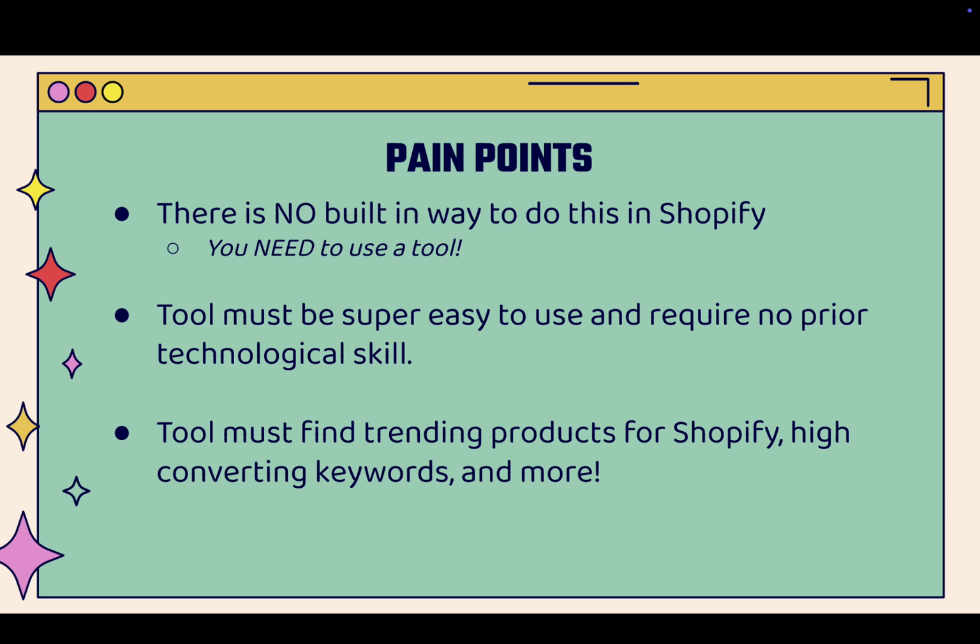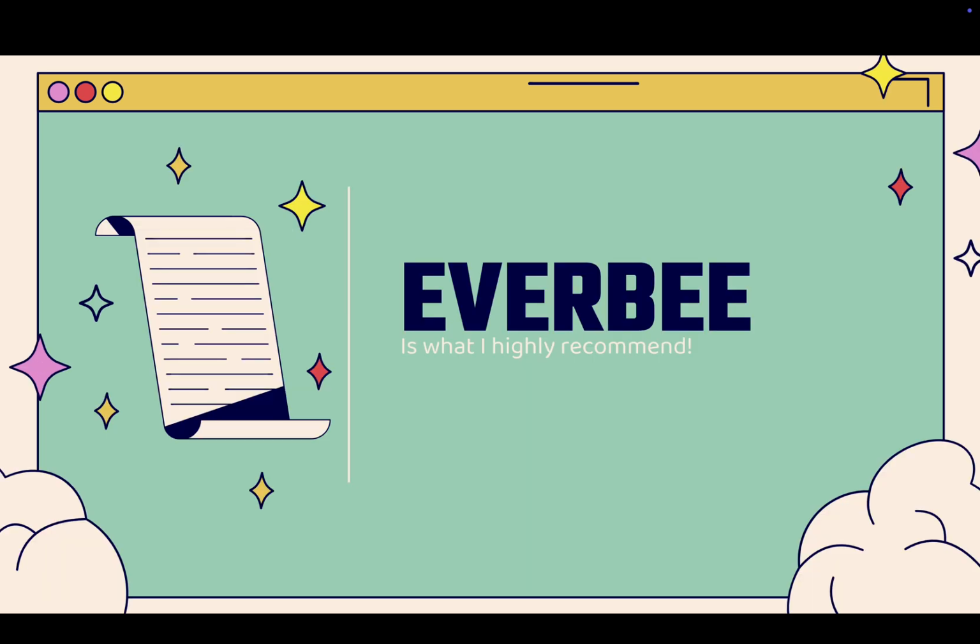When it comes to product research, there's no built-in way to do this with Shopify. You need to use a tool. That's why I use Everbee. The tool needs to be super easy to use. You don't need to be some type of technological expert or product research expert in order to use it. But most importantly, the tool needs to find and uncover hot and trending products that are selling right now. Great products that you could source for your own Shopify store, high converting keywords for those products, and a whole lot more. That's why I use Everbee.